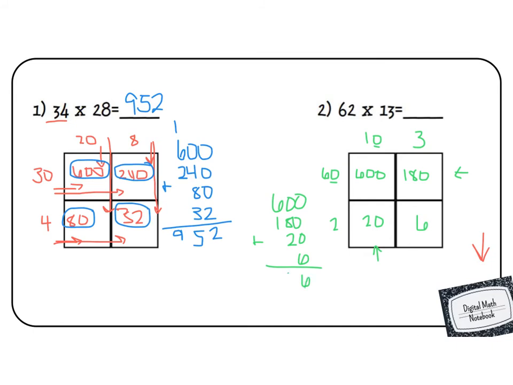So 0 plus 0 plus 0 plus 6. 8 plus 2 is 10, carry the 1. 6 plus 2 is 8. So our answer for this one should be 806. Again, this is in your digital math notebook, so if you need to pause to write this down, now's the time.